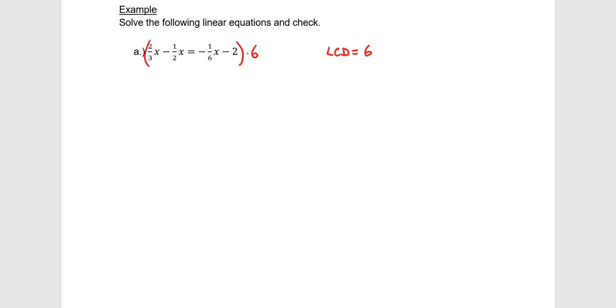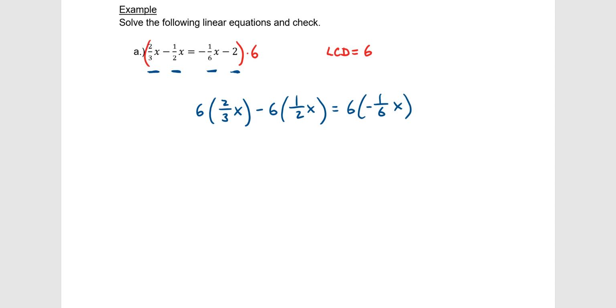So when we're multiplying by 6 here, it's going to be 6 being multiplied to every single term. So it's going to be 6 times 2/3 x minus 6 times 1/2 x equals 6 times negative 1/6 x minus 6 times 2. So every term gets multiplied by 6, and then we just simplify them individually.